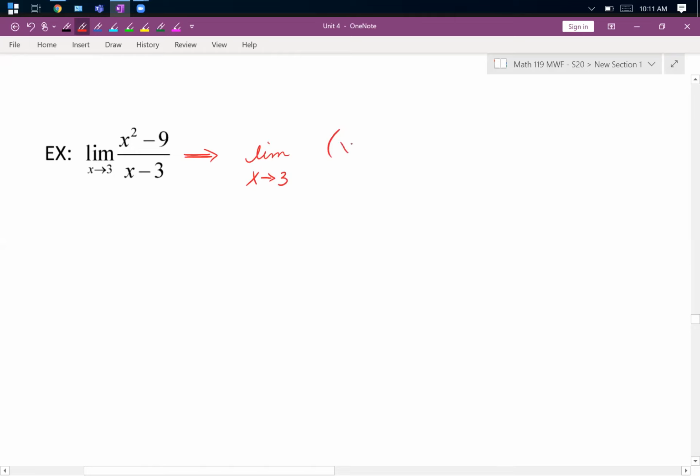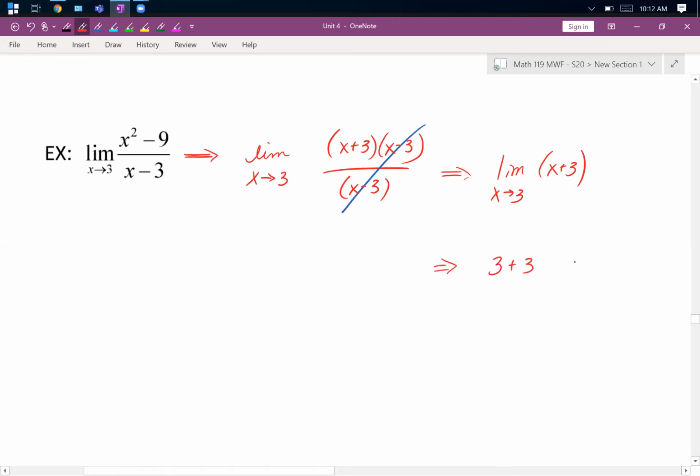In the numerator, we're going to have x plus 3 and x minus 3. And then we can simplify these x minus 3's. And now we're looking at the limit as x approaches 3 of x plus 3. And now that's safe to plug in for. So I'm just plugging 3 in. And we get a limit of 6.